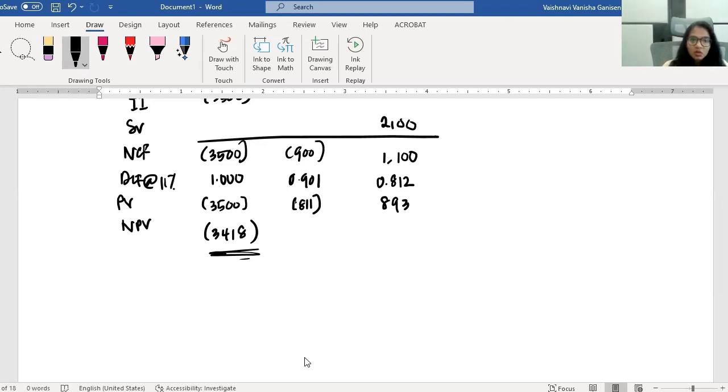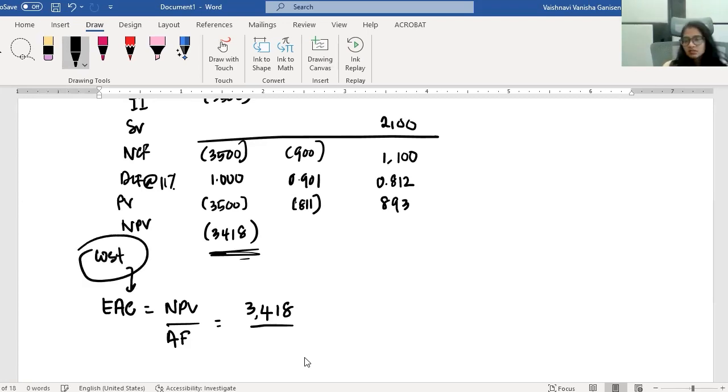This is already a cost. Hence, that is why when I do my EAC, remember it is NPV over annuity factor. So what I will do, I will not put the negative sign. The reason why I did not put the negative sign is because here I've already indicated that this is a cost. So because I've already indicated that this one is a cost, I don't have to put the negative sign. Because students always ask me, Miss, why you didn't put the negative sign? Because I already mentioned that it is a cost.